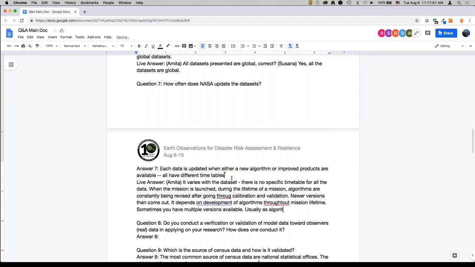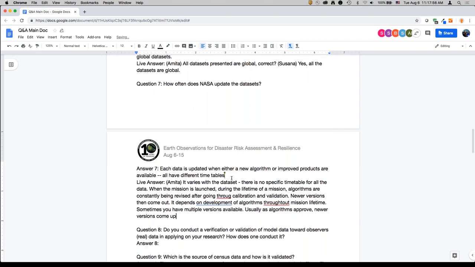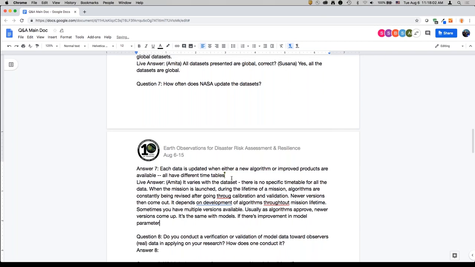With models also, it's the same. If there is improvement going on in model parameterizations, then sometimes retrospective model runs are done. So it really depends on which data set you're talking about.